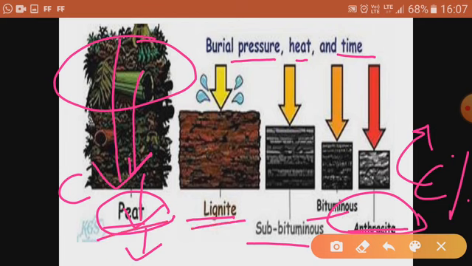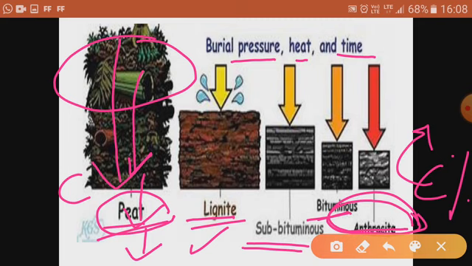Then with time, as pressure and heat increase, it turns into lignite, which is brownish in color. Then gradually it turns black in color, that is subbituminous, bituminous, and ultimately the finest one is anthracite. This is the finest coal, having the highest percentage of carbon, and it is used extensively as a fuel.